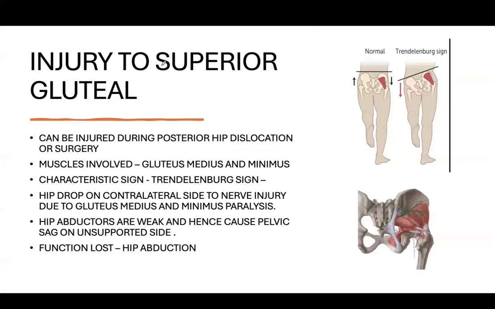Okay, so you could have injury to the superior gluteal nerve, which is one of the main nerves that comes from the lumbosacral plexus, and it's the one that's over here. As you can see, it's going superiorly. And how can it be injured? Most of these nerves are injured the same way, a posterior hip dislocation. And the muscles would be the muscles that it supplies. Those are the ones that are involved, gluteus medius and minimus. And the characteristic sign you would see is the Trendelenburg sign.